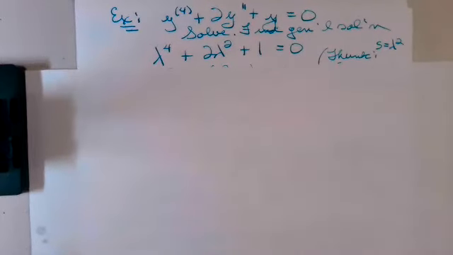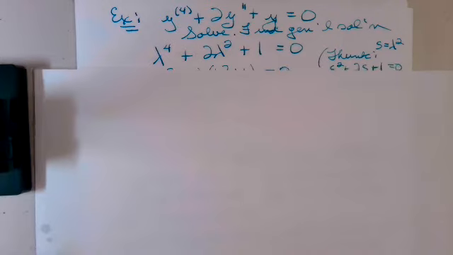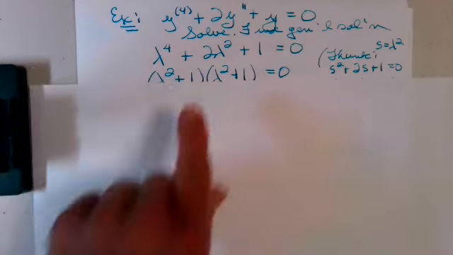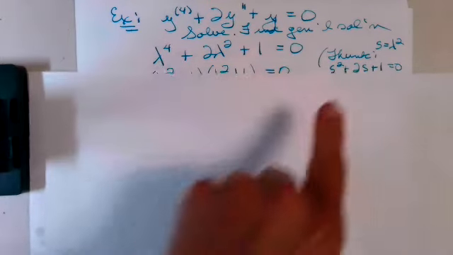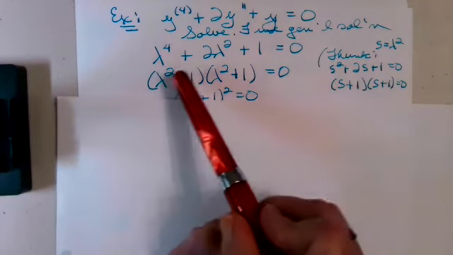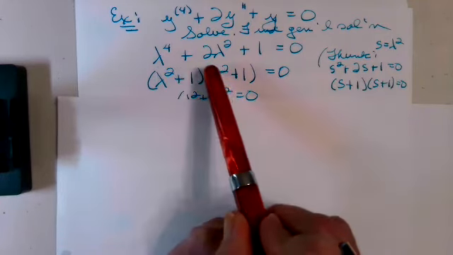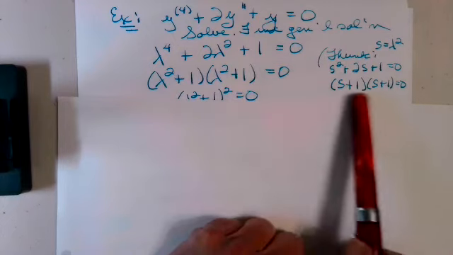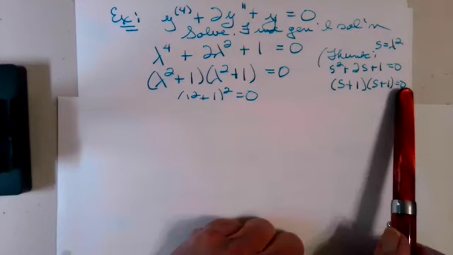So immediately we write down the characteristic equation: lambda to the 4th plus 2 lambda squared plus 1 equals 0. This one, if you're clever, you don't have to use synthetic division on. You can think of it as a quadratic in lambda squared. In other words, think s equals lambda squared. Then this would be s squared plus 2s plus 1 equals 0, which you know factors to s plus 1 times s plus 1 equals 0.